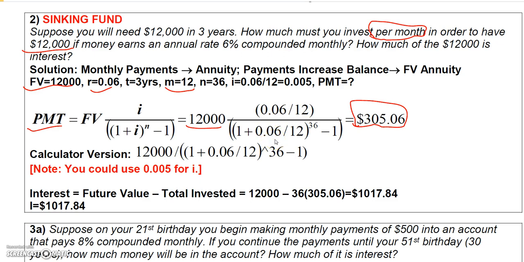be a terminating decimal. Okay, now if you want the interest, we know the future value of this investment is $12,000, and you're only going to deposit 36 payments of 305.06. So if you take the difference of those two numbers, that gives you the interest, which is $1,017.84.